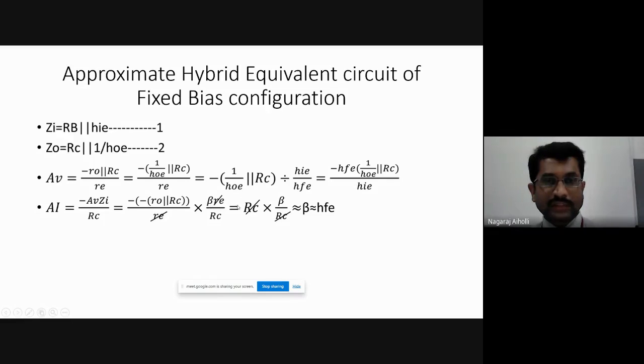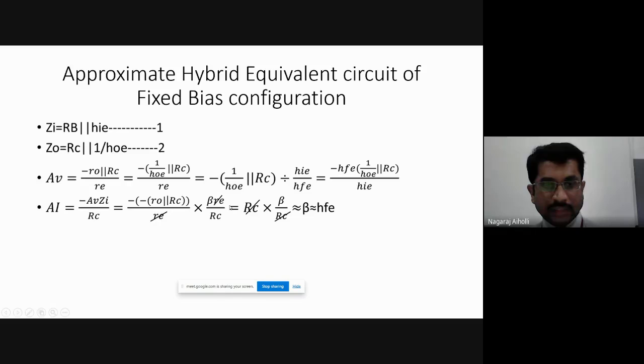This is the approximate hybrid equivalent circuit of fixed bias configuration. When analyzing the fixed bias circuit in the AC analysis, we have already derived the formula, that is Zi is beta RE. So the same formula we have to use, beta RE divided by RC. So RE cancels, minus R0 parallel RC. R0 is very large as compared to capital RC. Therefore, the parallel combination will be the smaller value, that is capital RC.